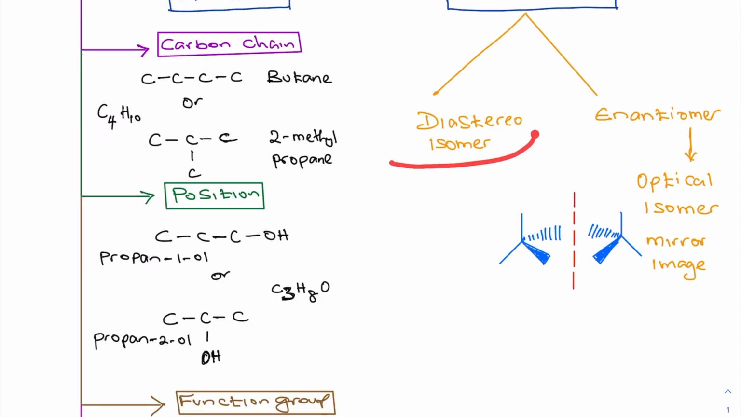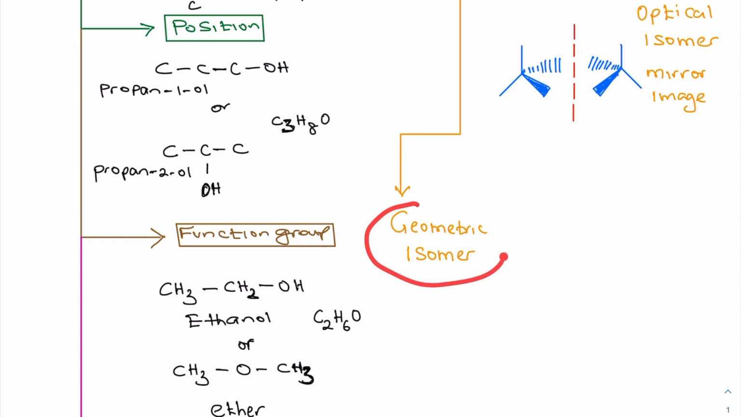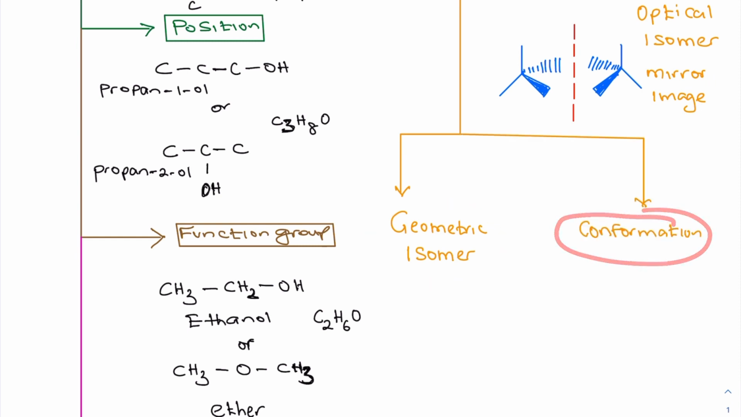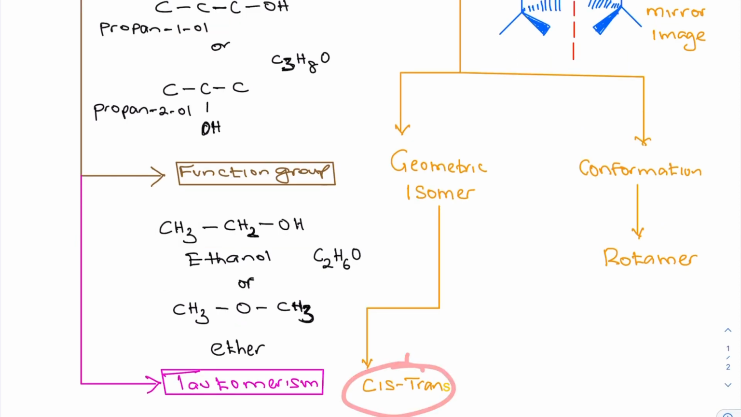For diastereoisomers, there are 2 examples. One is geometrical isomer, the other is conformational isomer. Conformational isomer is an example of a rotamer, things like a chair or boat structure. But the geometrical isomer is split into 2. One is cis-trans isomer, and the other one is EZ isomer.